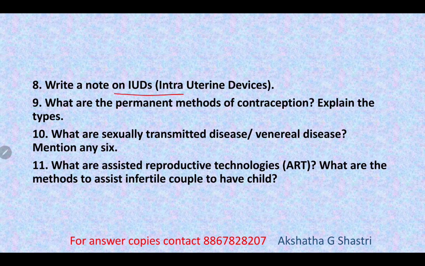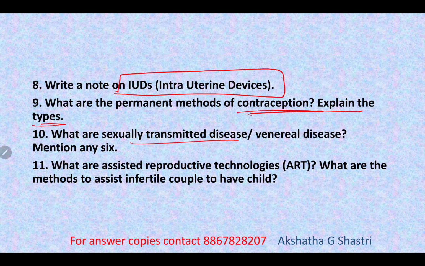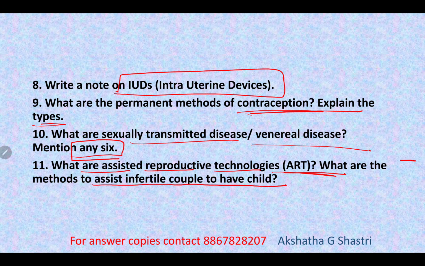Again write a note on IUDs, that means intrauterine devices. What are the permanent methods of contraception? Explain the types. What are sexually transmitted diseases or venereal diseases? Mention any 6. What is assisted reproductive technology? What are the methods to assist infertile couples to have a child?